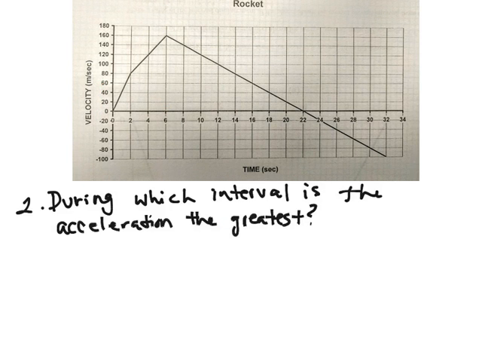Alright, during which interval is the acceleration the greatest? Remember, acceleration is equal to delta v over t, the change in velocity over time, which is essentially going to equal our slope. So you can either figure out the slopes, or you can just look at it and see which one of these slopes is the steepest.